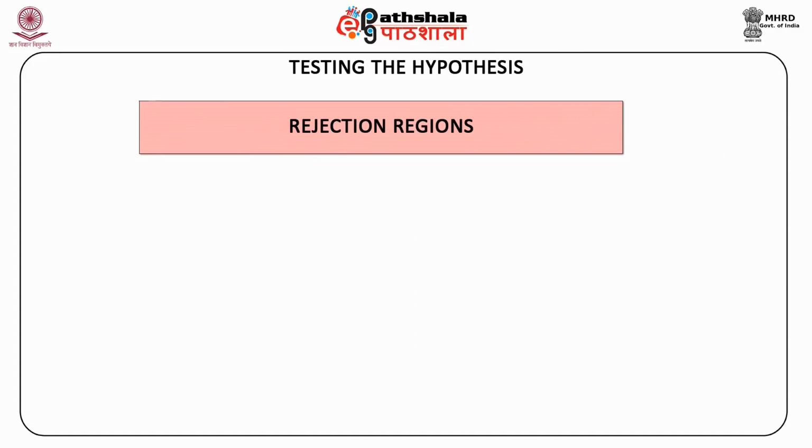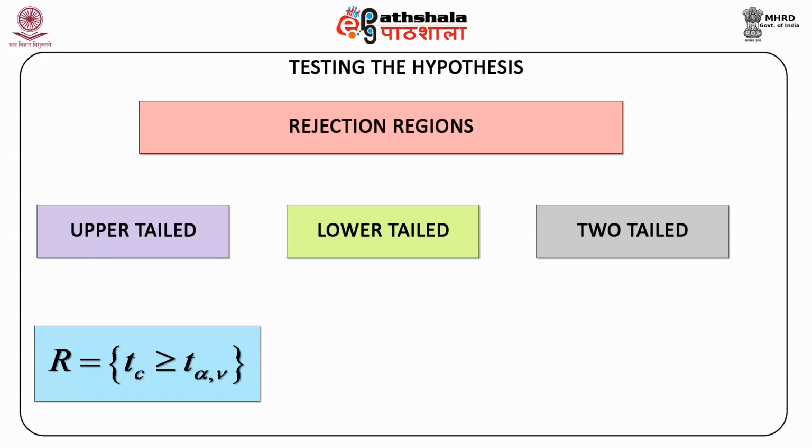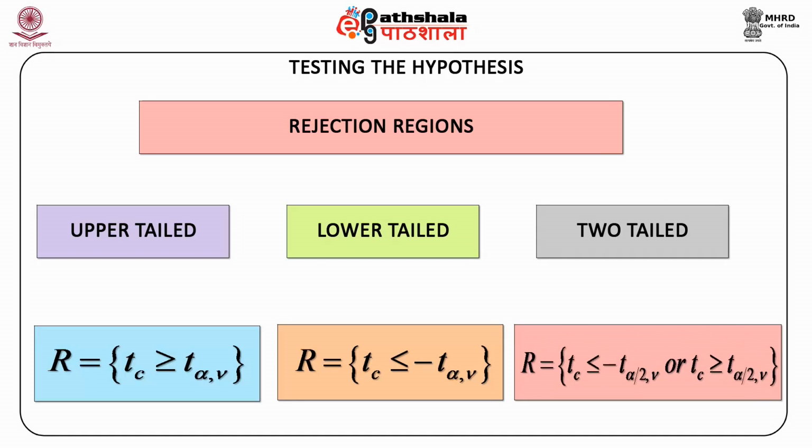The rejection regions for the upper tailed, lower tailed, and two-tailed tests are respectively: reject for all calculated values greater than or equal to T alpha, nu; reject for all calculated values of T which are less than or equal to minus T alpha, nu; and reject for all calculated values of T which are less than or equal to minus T alpha by 2, nu, or Tc greater than or equal to T alpha by 2, nu, for the alpha level test.